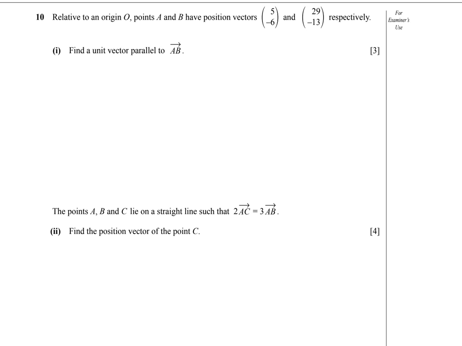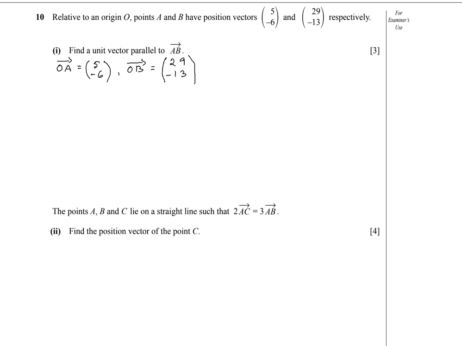Question 10 is from vector. Here, the position vector of A, that is OA, is (5, -6), and the position vector of B, that is OB, is (29, -13). We need to find the unit vector parallel to vector AB. So let's find vector AB first.